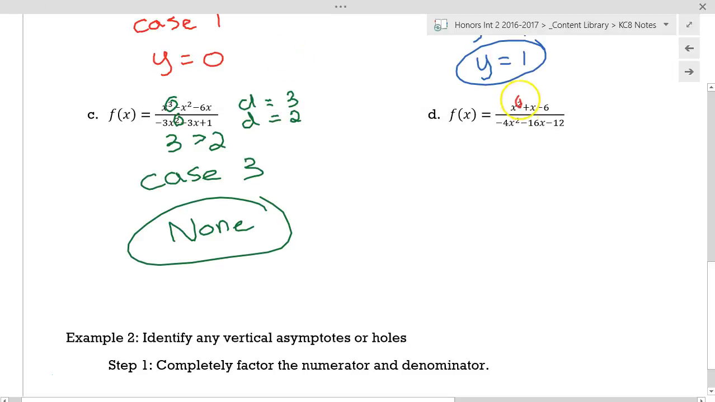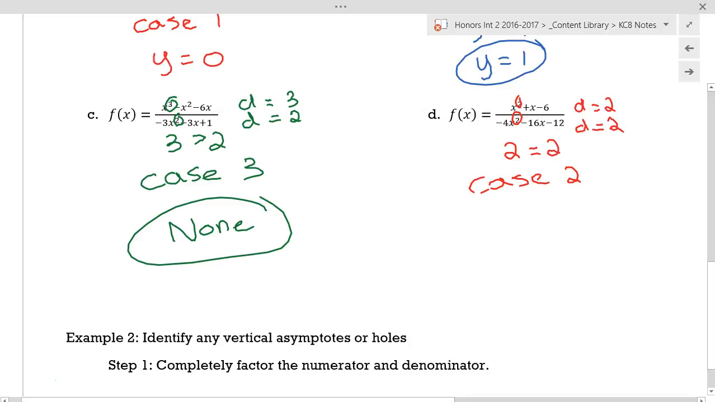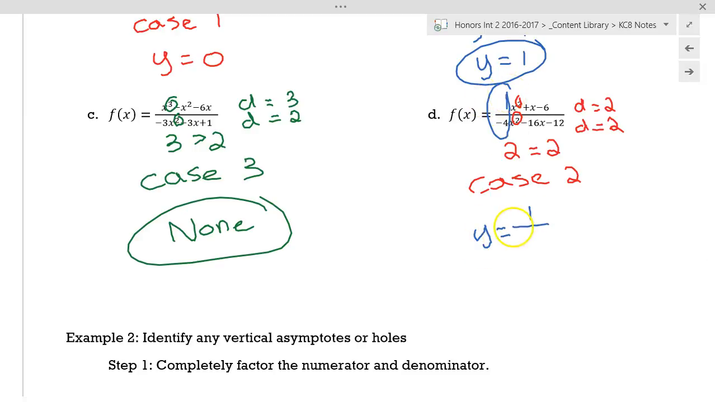And then finally, D. The degree of my numerator is 2. The degree of my denominator is also 2. 2 equals 2. This is our second case, when they are equal. So all I care about is the coefficients in front. This one is 1, this one's -4. y equals 1 over -4. A positive divided by a negative is a negative, so I just pull it out front. y equals -1/4.